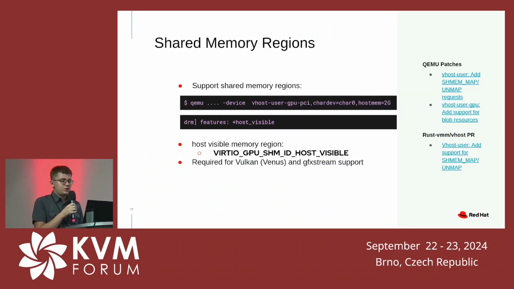The VirtIO specification also has what are called shared memory regions. These allow us to use zero copy operations on some buffers. We need to support these in order to implement Vulkan using Venus, which is the virglrenderer implementation, as well as gfxstream support in general. This requires some changes in QEMU to be able to use this over the vhost protocol, as well as the Rust-VMM vhost framework.